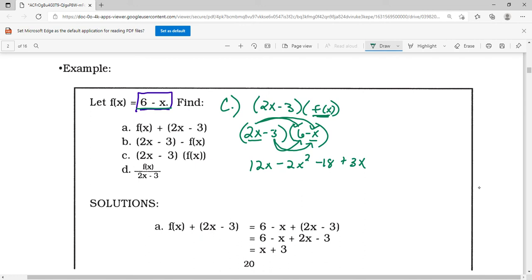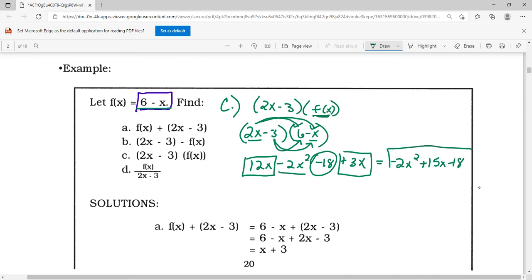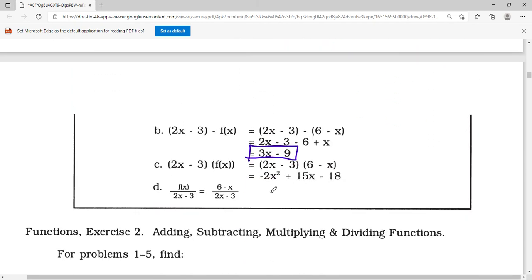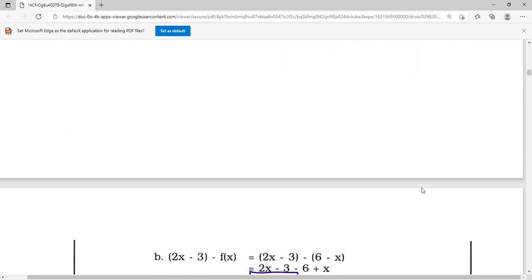Okay, now I got to put our like terms together. First we're going to have our negative 2x squared. That doesn't have any like terms. Our x terms, we've got 12x and 3x, which would be 15x. And then on the end here, we've got this negative 18. And that should be the answer right there. Double check that. Negative 2x squared plus 15x minus 18. Yep.